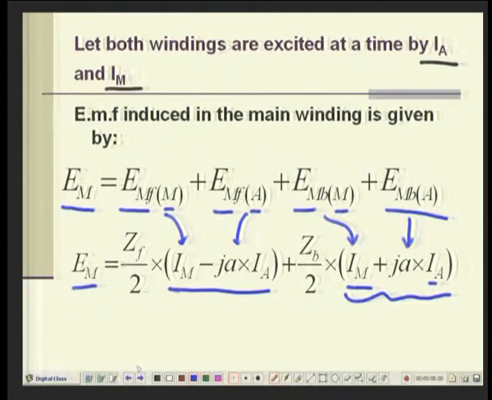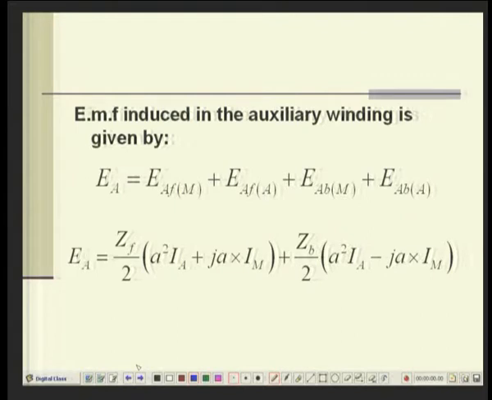Oh, we have to go back. See, what is EMB due to main winding? See, EMF due to main winding is ZF by 2 IM, and this is ZB by 2 IM, that is all, no change. Therefore, similarly, that is due to the voltage induced in the main winding.